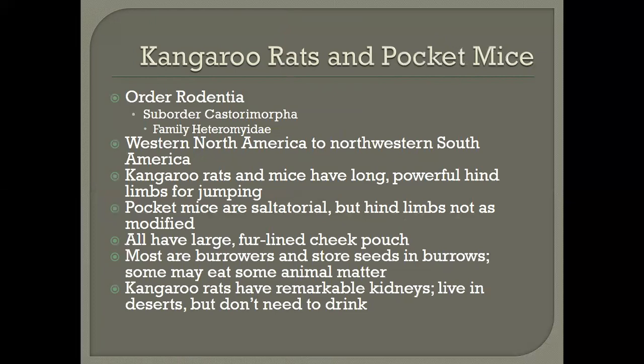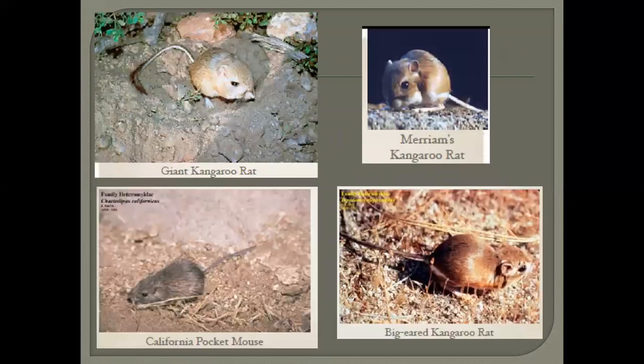They tend to be burrowers who store their seeds in burrows, but some may also eat animal matter. Kangaroo rats, who are specialized for desert life, have strained kidneys so that they don't need to drink water. And here we have some kangaroo rats and a pocket mouse. We will talk more about some of the kangaroo rats in chapter 22.